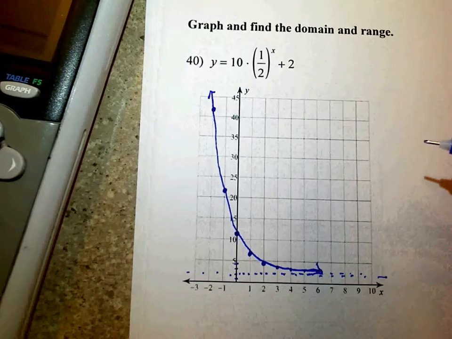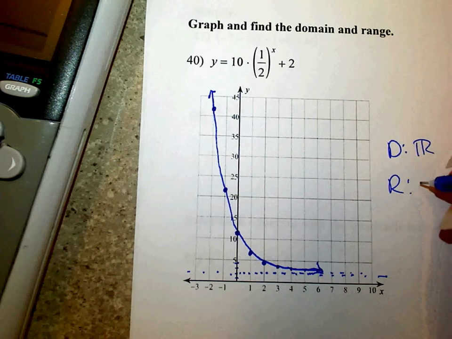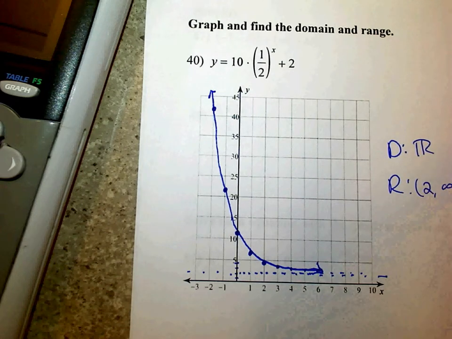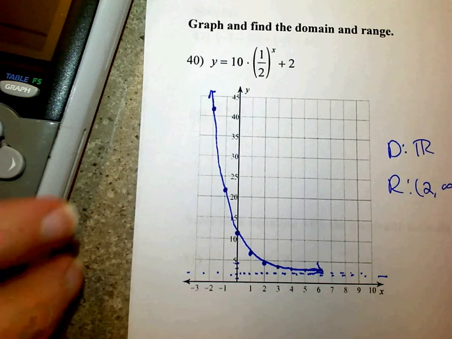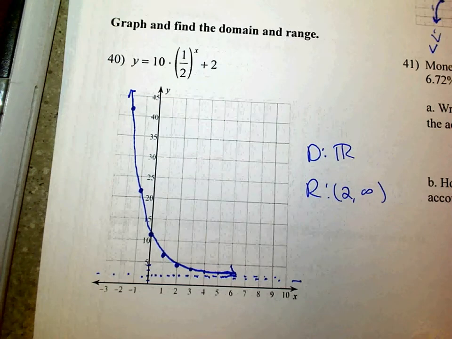So, domain is left and right, all real numbers. But range, the lowest it goes is 2. It doesn't actually reach it, and it goes all the way up to infinity. Okay, I will be looking for specific points on graphs, so don't just draw a sketch. I have exactly that.